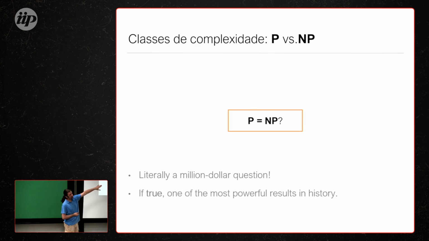Now, if this was true, if P turns out to be equal to NP, and we don't know, I think it would be one of the most powerful results in history, because it would say that merely from the ability to check whether a solution is correct, you also have the ability to find that solution. And that seems super weird, right? That seems very unlikely. Now, again, we can't prove whether this is true or not.